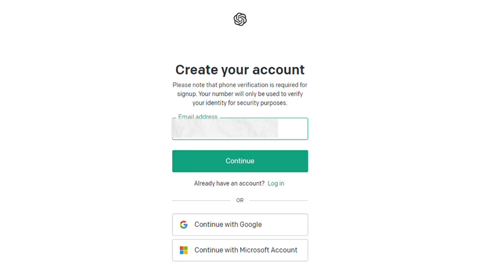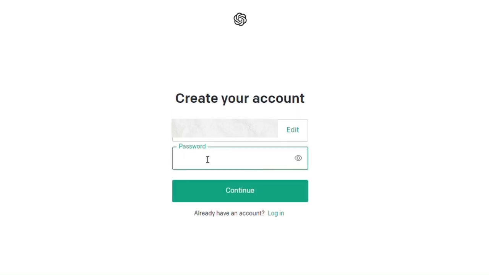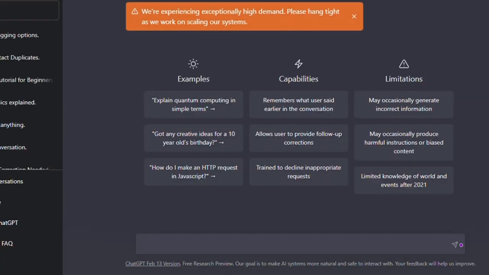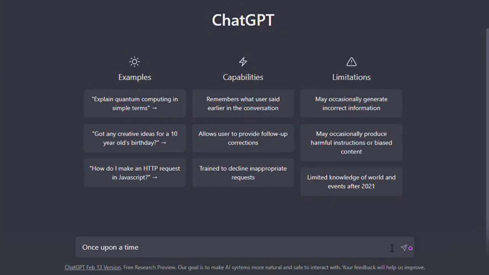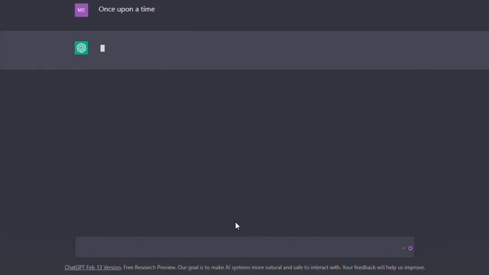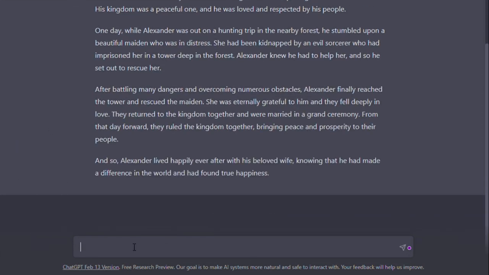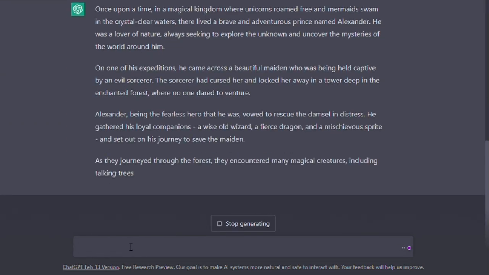Sign up for an account if you haven't already by providing the mail ID and password. And if you already have an account, log in by entering your credentials. Provide a prompt. Type in some initial text to start the prompt, such as "once upon a time." You can keep generating more text and can also experiment with it to make it more creative or detailed, as you see in this video.